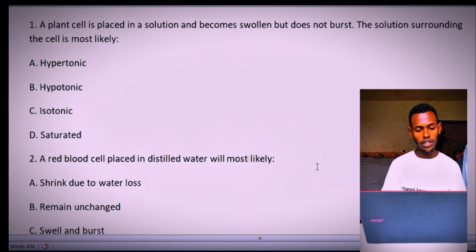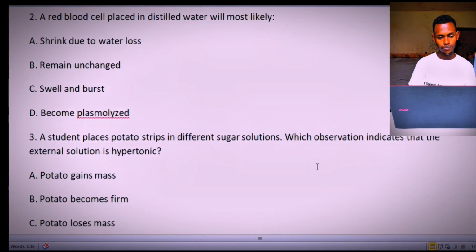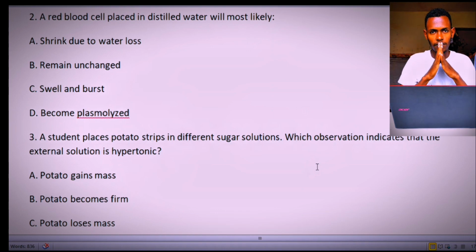Let's go on to the second question. A red blood cell placed in distilled water will most likely A. Shrink due to water loss, B. Remain unchanged, C. Swell and burst, D. Become plasmolyzed. It is your turn.